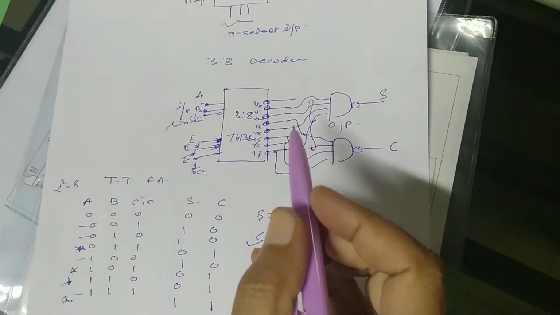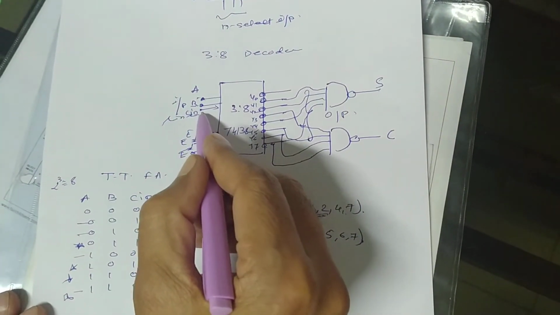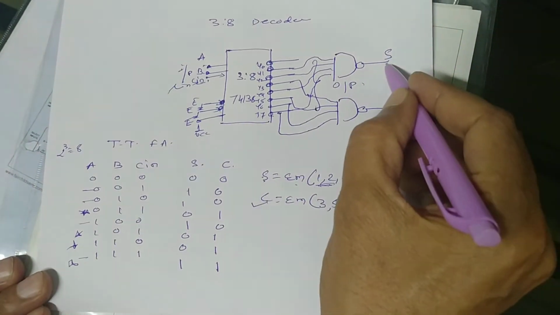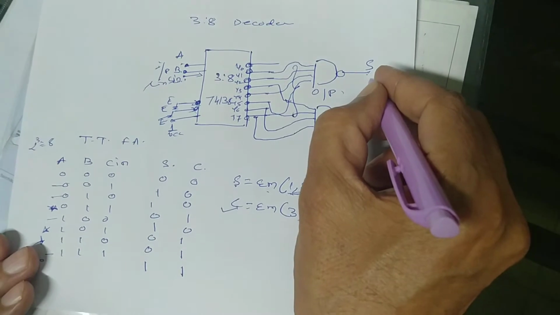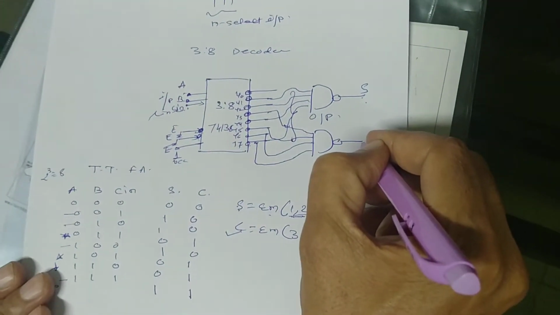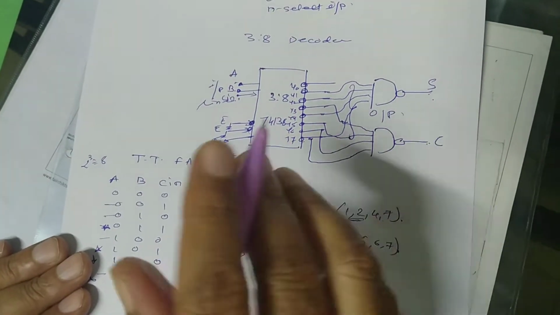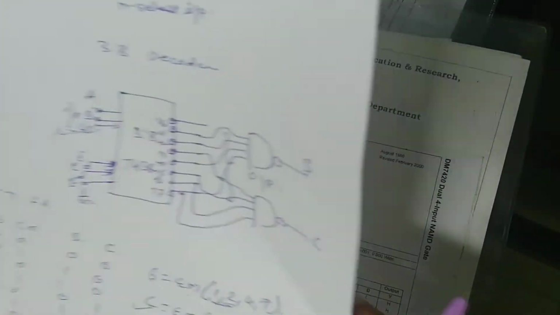Okay, so like this we have to make the connections, means we have to apply the A, B, C in according to this truth table, and we have to see the sum and carry at the output. At sum we have to see the output on the LED, and at the carry also on the LED. Okay, so like this we have to make the connection, and then we have to perform this practical.